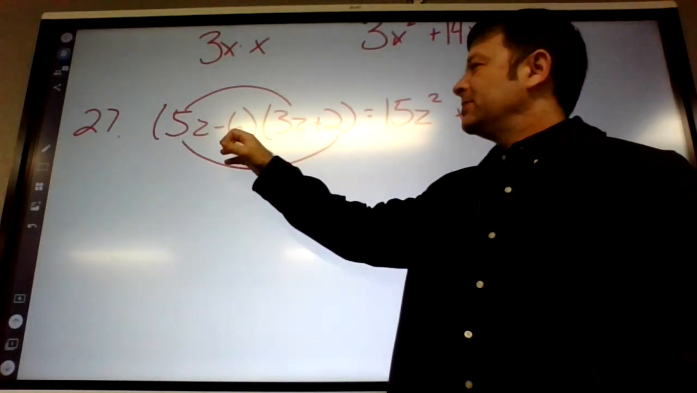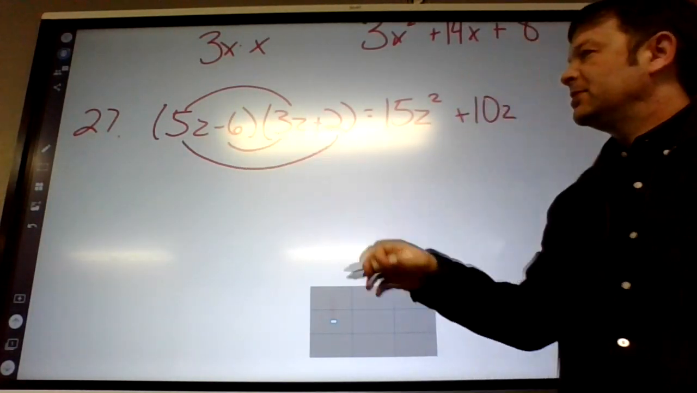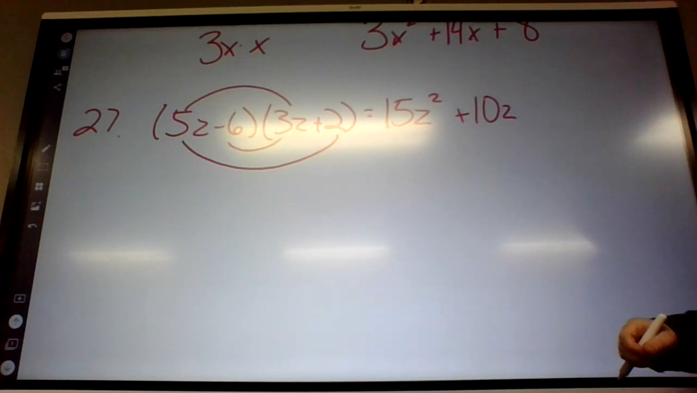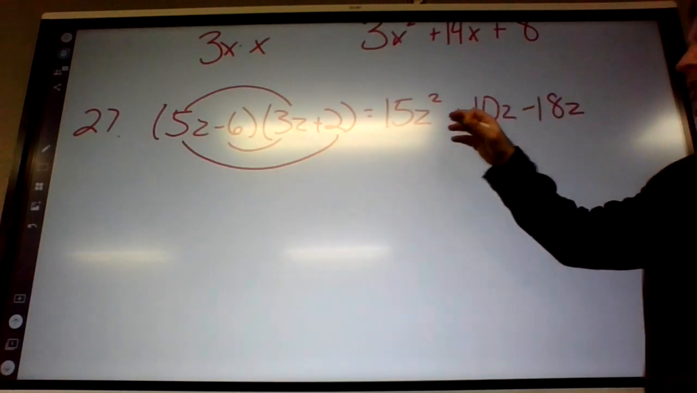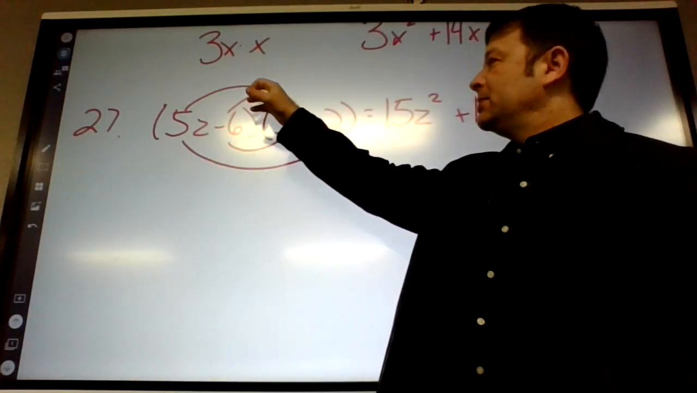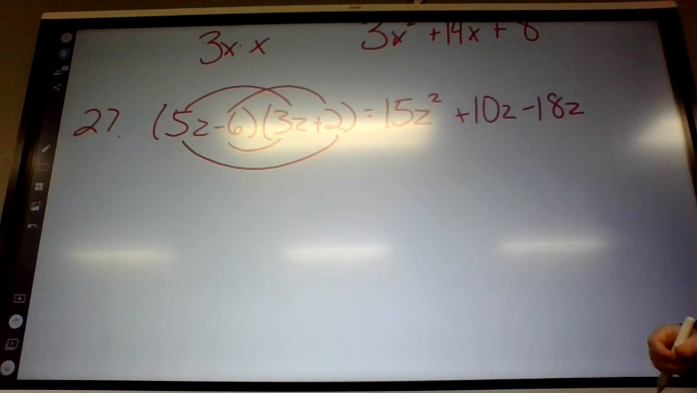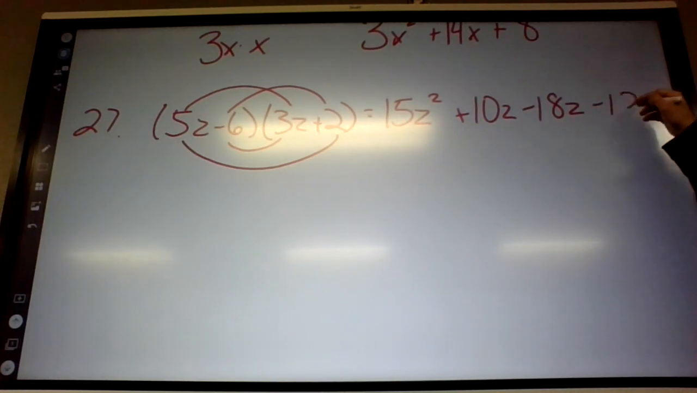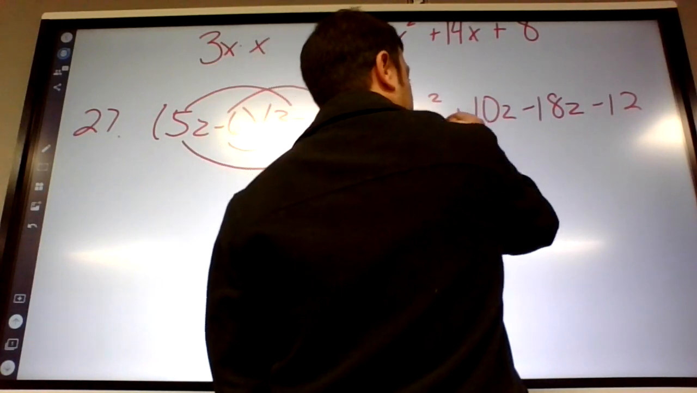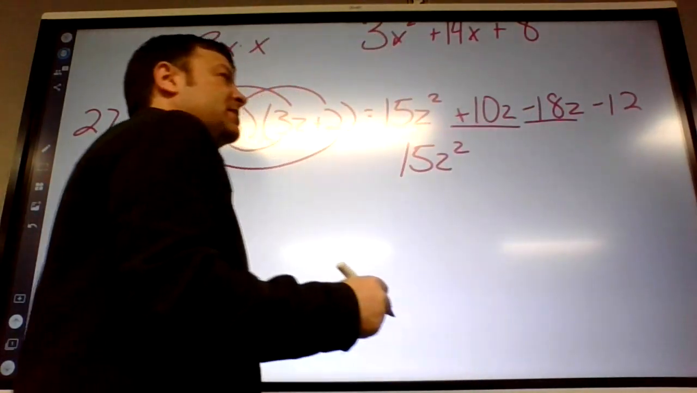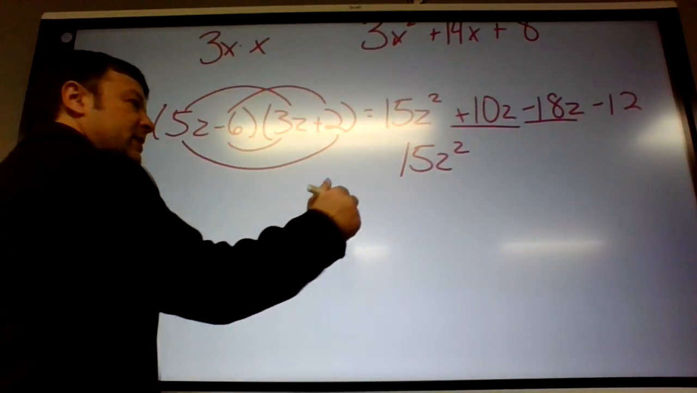Next. Inside. That's negative 18z. Yep. And the last, negative 6 times 2. Okay, so we have 15z squared, and then what's 10z minus 18z? Negative 8z. Right.